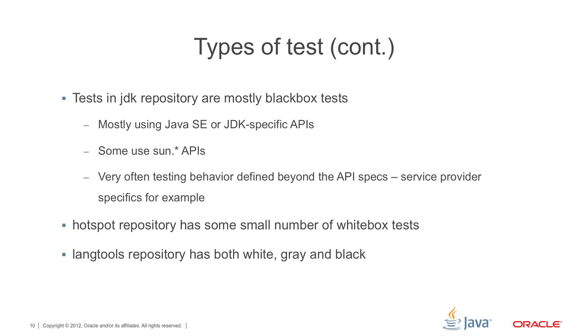In the HotSpot repository, there's starting to appear a number of white box tests. So there's a white box API now for those tests. And the LangTools repository, which has been leading the way in a number of different areas, has both white box and black box testing, and as John Gibbons calls them, gray box tests as well.